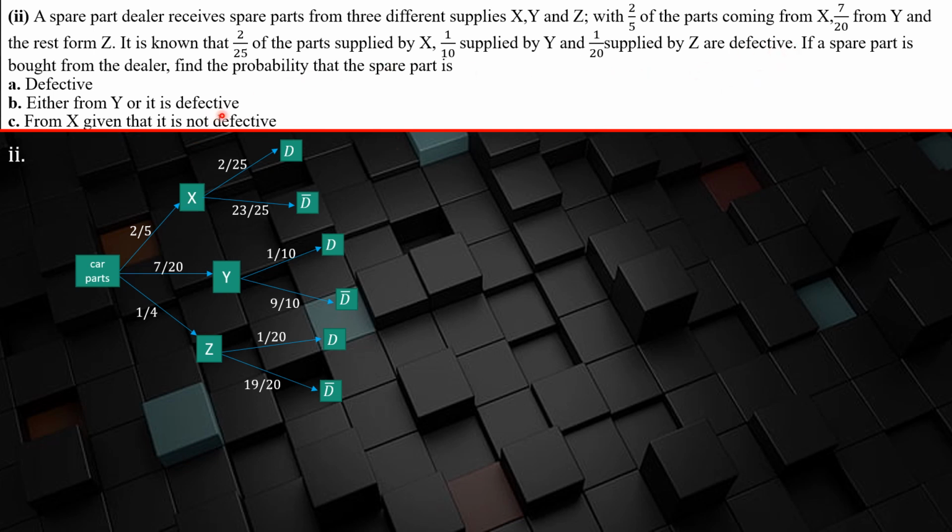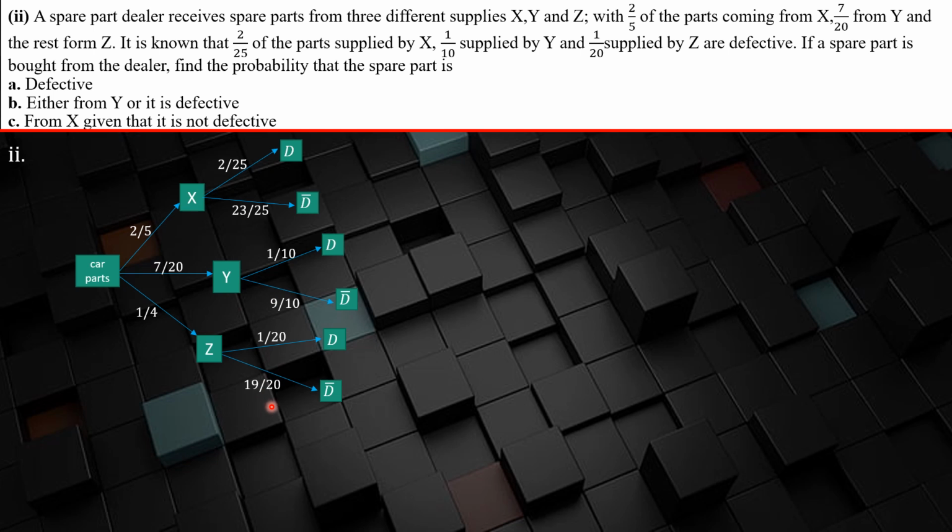So it is known that 2 on 25 of the parts supplied by X, so those are above, is the probability of getting a defective car part from supplier X. And then a non-defective car part will simply be 1 minus the probability of getting a defective car part from X, which is 23 on 25. And then a defective car part from Y is 1 on 10. Non-defective will be 9 on 10, right? Defective for Z will be 1 on 20, and non-defective will simply be 19 on 20, right? Just 1 minus, you see the other.